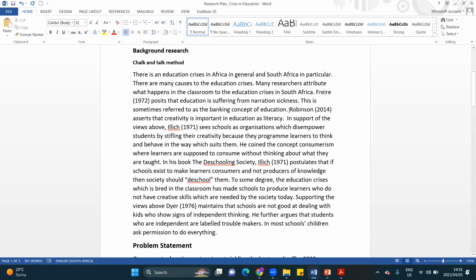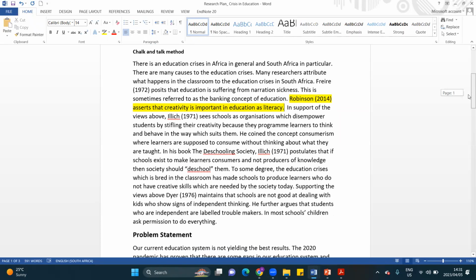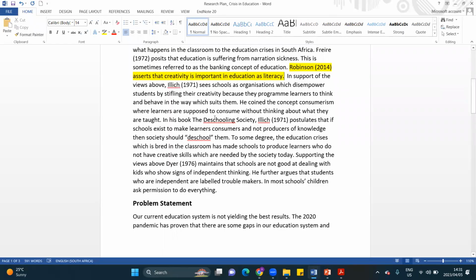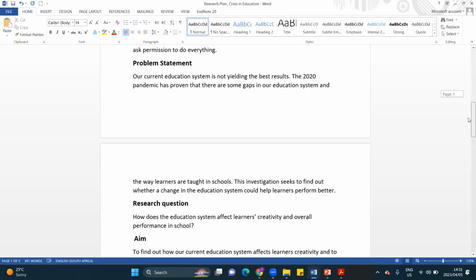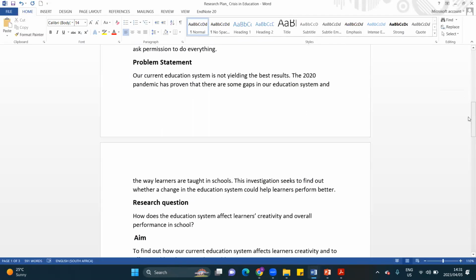I'm just going to highlight this one. Robinson 2014, that creativity is important in education literacy, right? So the learner is supporting what they are saying by using another researcher, Robinson, who wrote something in 2014, okay? And it goes on, and here the learner also talks about deschooling and explains a little about deschooling. That's the literature review. Because this is a research plan, you'll see that the literature review is not very extensive, right? Now we go on to the problem statement.